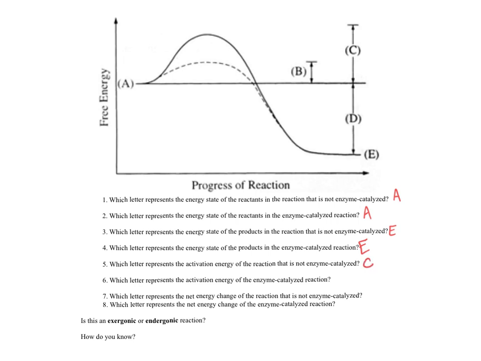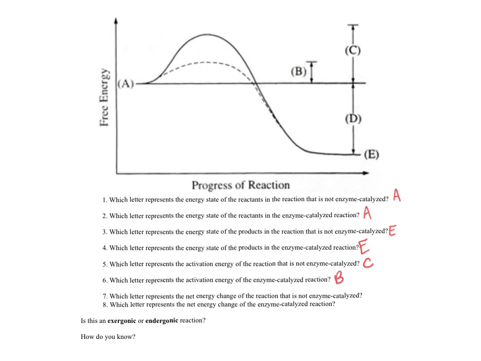Number 6, which letter represents the activation energy of the enzyme catalyzed reaction? Now we're going to see a difference. This is not a trick question. This is what we're looking for. This dotted line right here represents the energy of an enzyme catalyzed reaction. We still have the same amount of energy in the reactants or your substrates. You still have the same amount of energy in the product. It's just that activation energy that has changed, so that's going to be B.